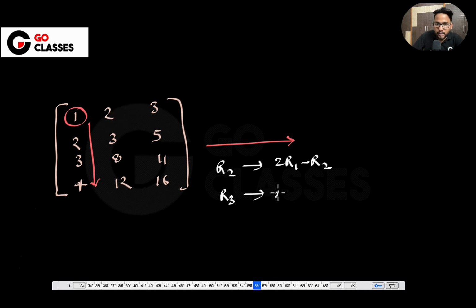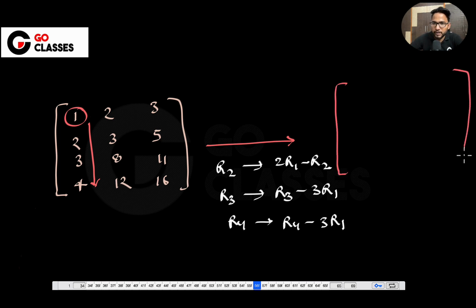So let me write R3 minus 3R1, and similarly R4 can be replaced by R4 minus 3R1, right? I mean, you can do whatever you want to do. Ultimately, we want to make them 0. So let's just try making them 0.